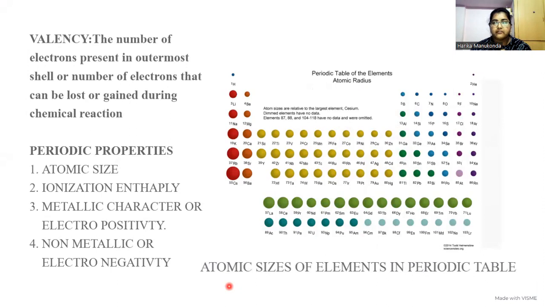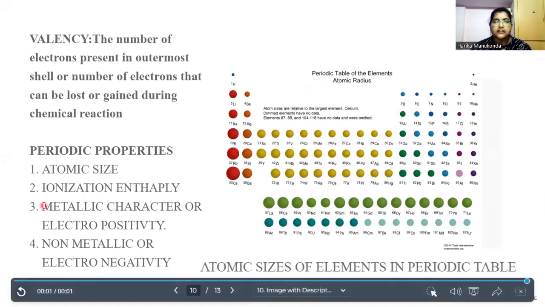Now first we'll know about the valency. What is valency? The number of electrons present in the outermost shell, or the number of electrons that can be lost or gained during a chemical reaction. Suppose, see, every element in the periodic table wants to behave like a noble gas.